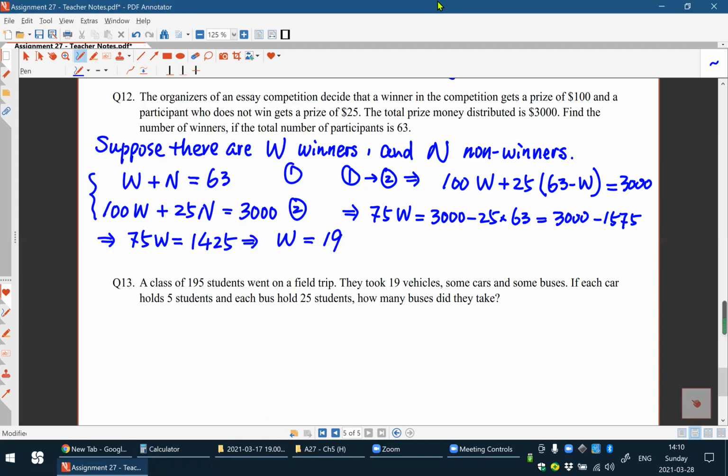Okay, let's check if this is the correct number. Okay, 19 it is. So here actually the solution is over, right? Because we only want to find the number of winners. So you don't have to solve for the number of N, okay? So here we can directly make the conclusion. The number of winners is 19. Okay, have a look at this. Any questions?